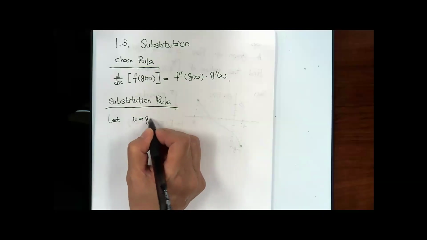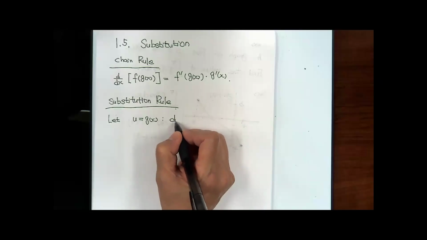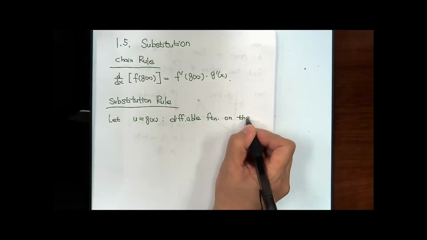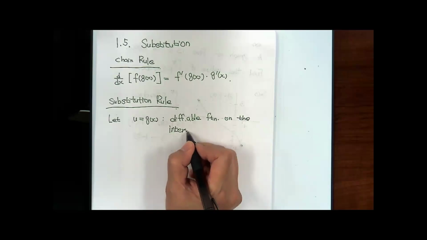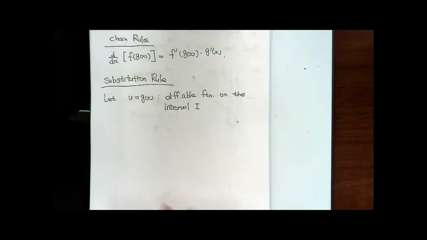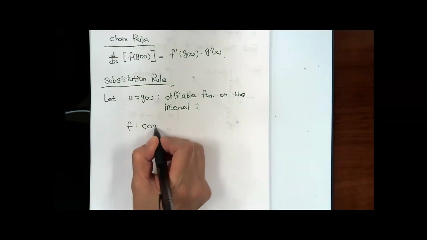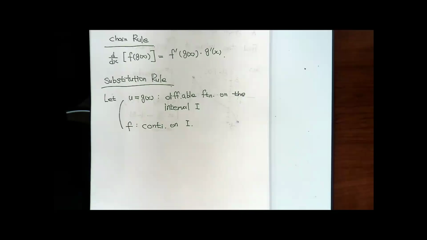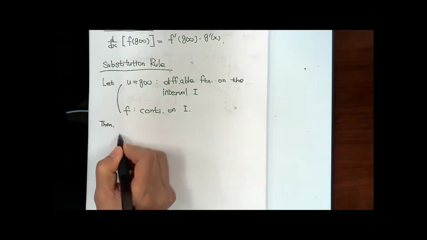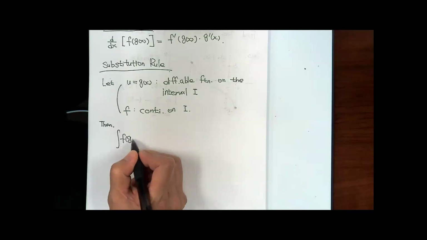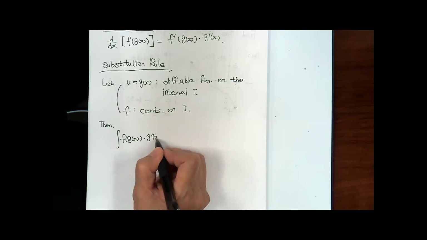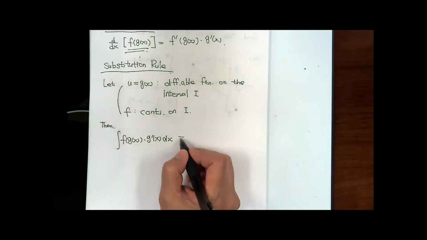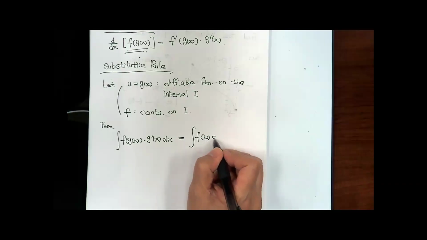Let u be a function g of x, and let's say that is a differentiable function on interval I. And f is continuous on interval I, so that's integrable. Then the integration of f of g of x times g prime of x dx, so we go the reversing way, then we will get this, right? And that can be written as the integral of f of u du.